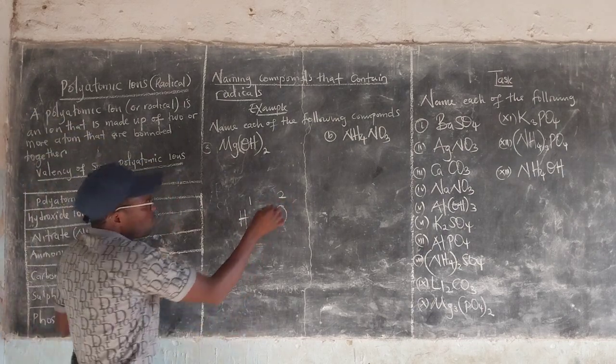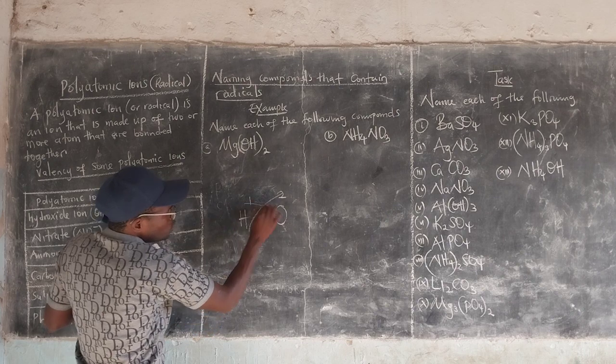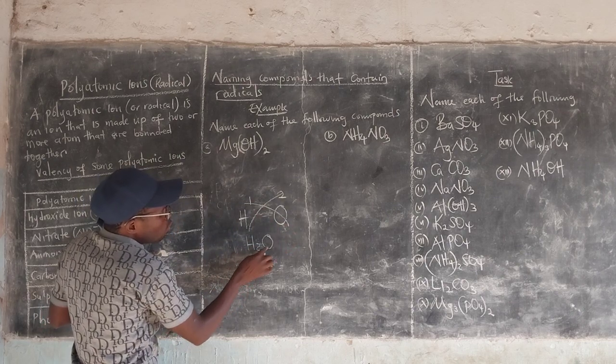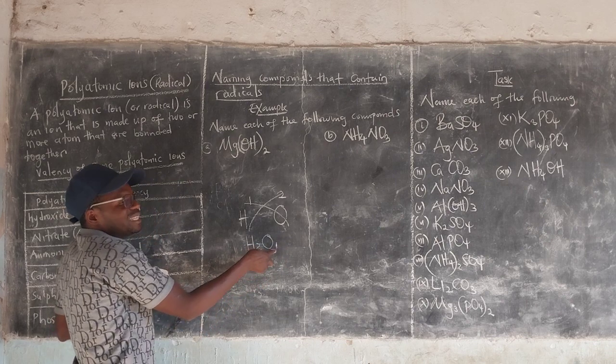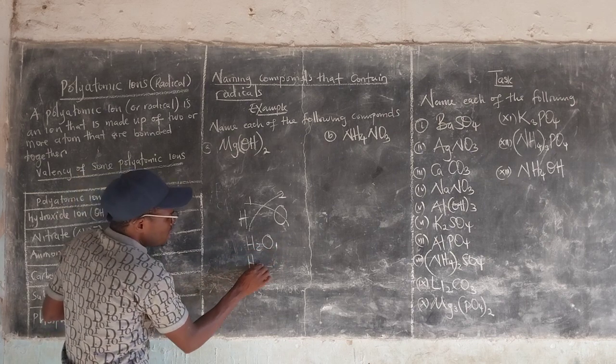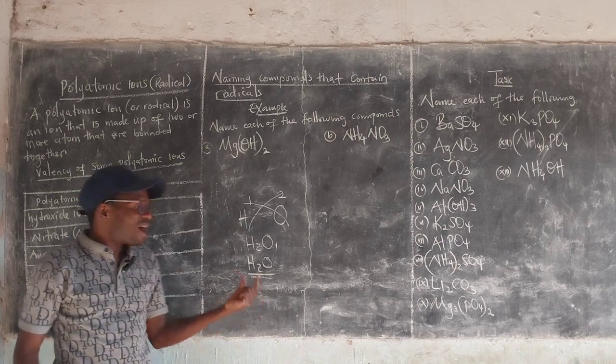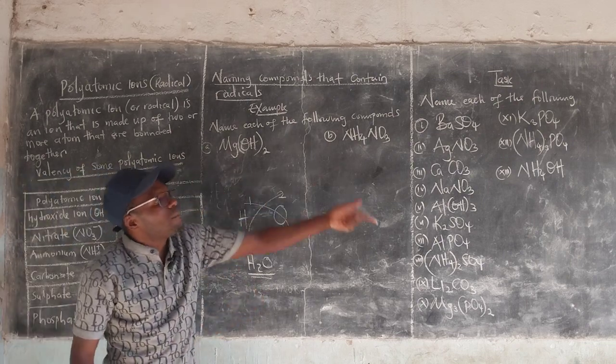Then what happens there? They are going to cross each other. They're going to swap. When they swap, it will be H2O1. Mind you, you cannot indicate if it is 1. You just write H2O. This is where water comes from. So now these are how compounds are formed.